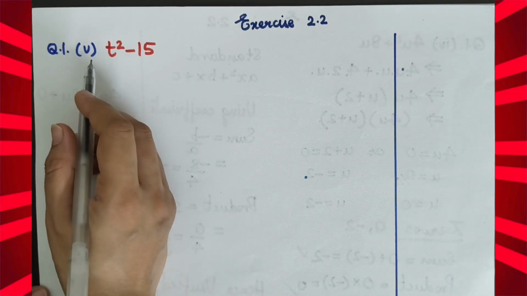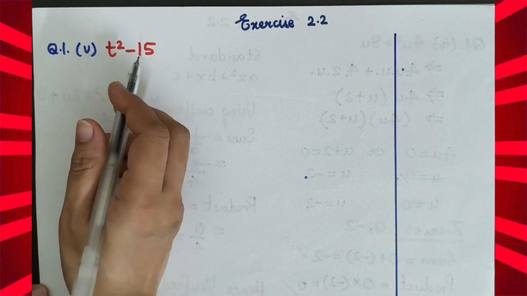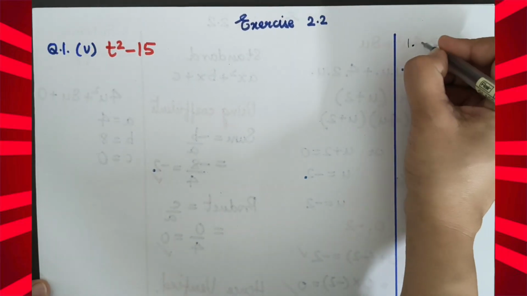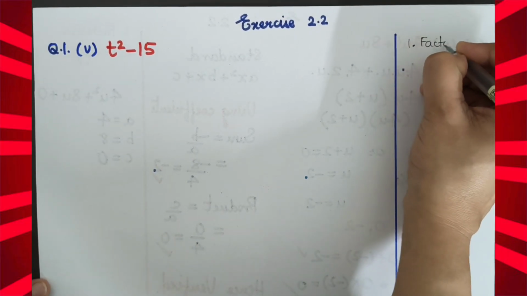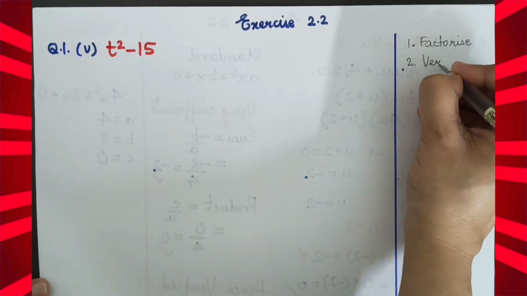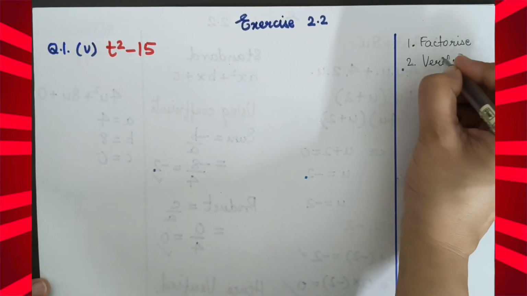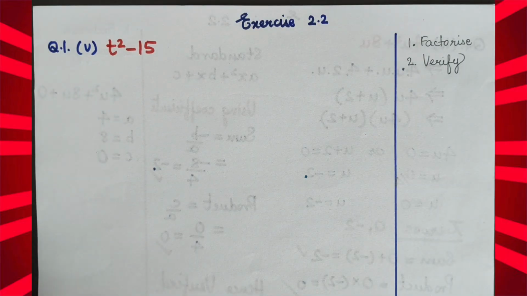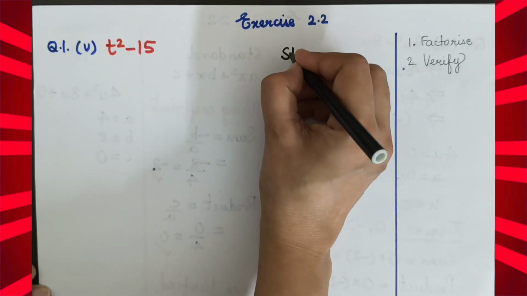So we have exercise 2.2, question number 1, part 5, t square minus 15. Again, first thing we have to find the zeros or factorize. And the second thing that we have to do is we have to verify the relationship between coefficients and zeros. So now in this question, we can see the question is t square minus 15. It again has two terms.